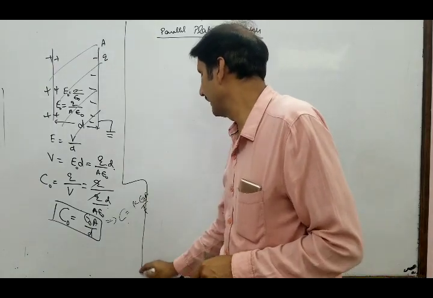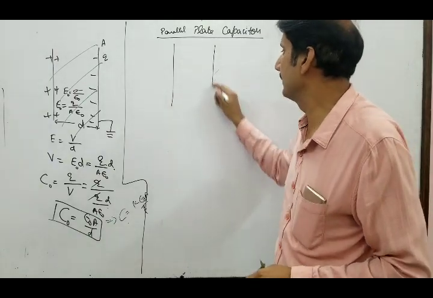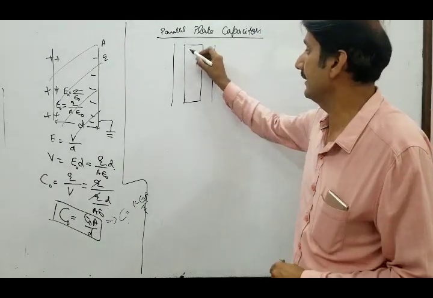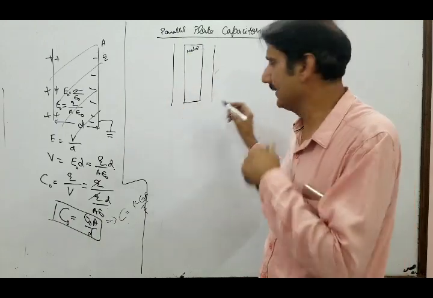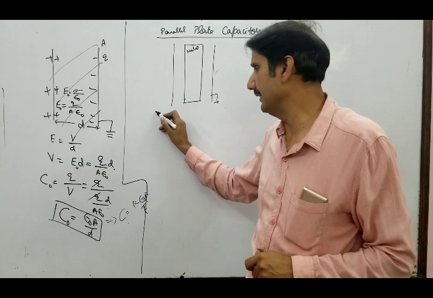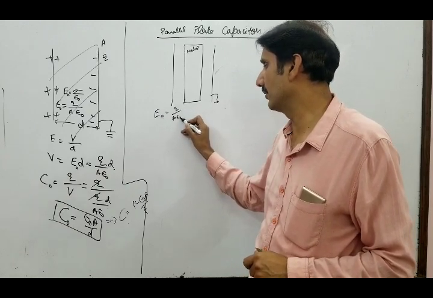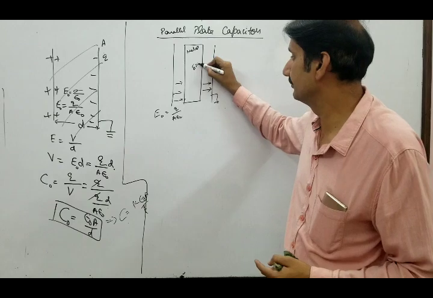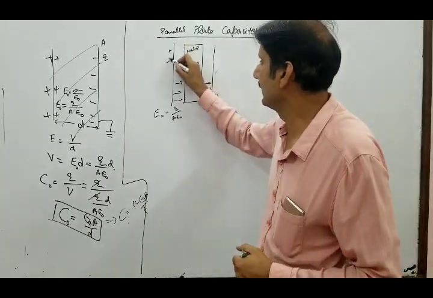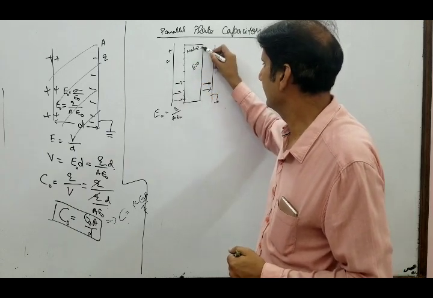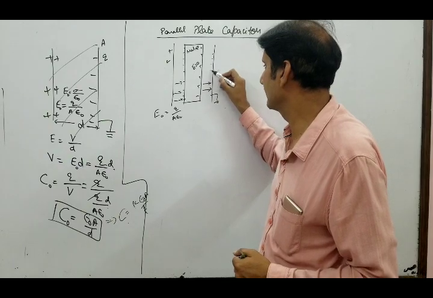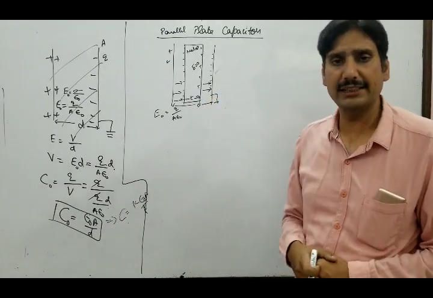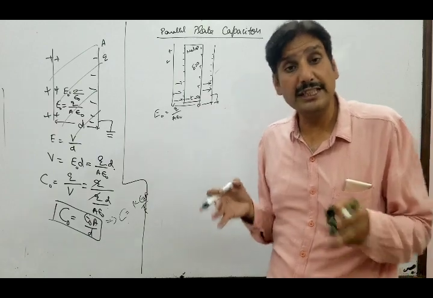Now think of a situation in which I've got a similar capacitor, but I have put a metallic slab between its plates. This is a metal. Similarly, this plate is grounded, and the electric field E naught is equal to Q by A epsilon naught, but that field exists only in this region. Within the metal, within the conductor, the electric field is zero. So basically, what will happen? The positive charge will induce negative on this plate, and positive on this plate, and negative on this plate. So whatever was the distance D, and let's say the thickness of the slab is T, the effective distance has reduced from D to D minus T.